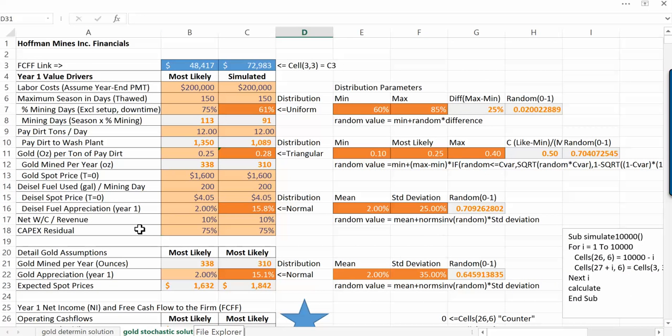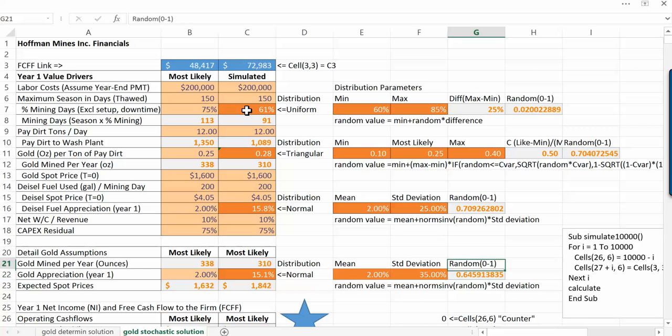Then we looked at a stochastic model. In this model, we said, well, what if we assume that the mining days, the gold ounces per ton of pay dirt, the appreciation of fuel, and the appreciation of gold are random events that we're going to model using a uniform distribution, a triangular distribution, and two normal distributions. We then specified the inputs for those distributions. For uniform, we need the min and the max. Triangular, we need the min, most likely, and max. And for normal distributions, we need the mean and standard deviation.